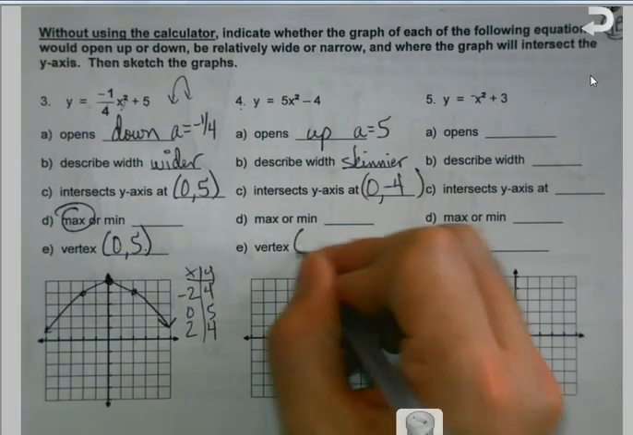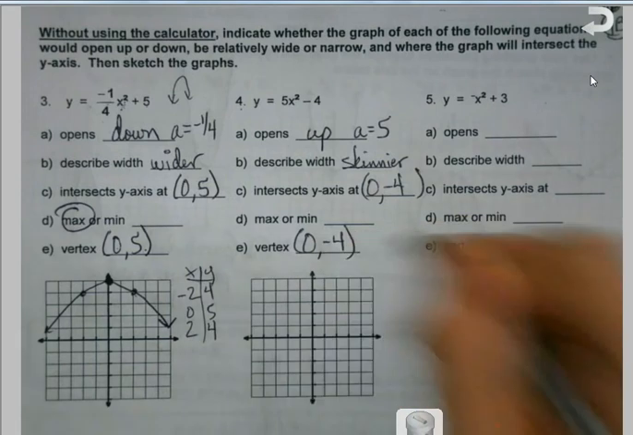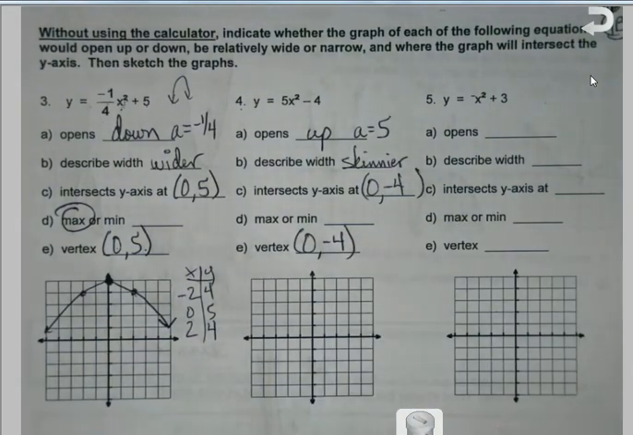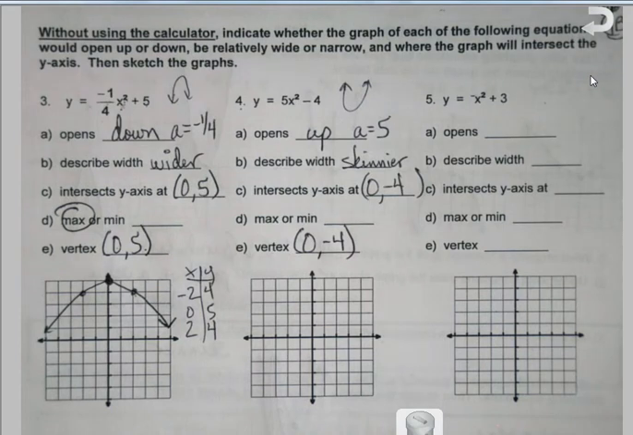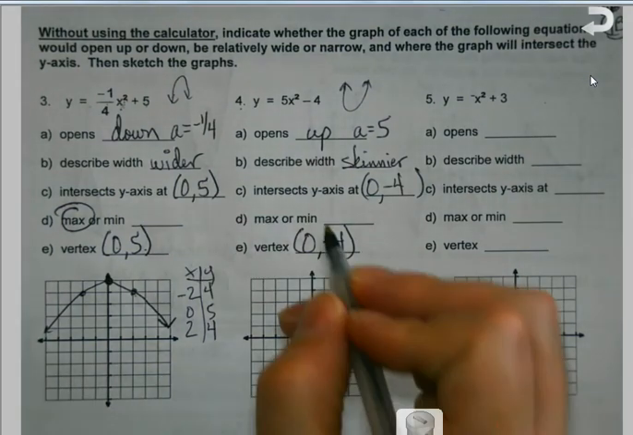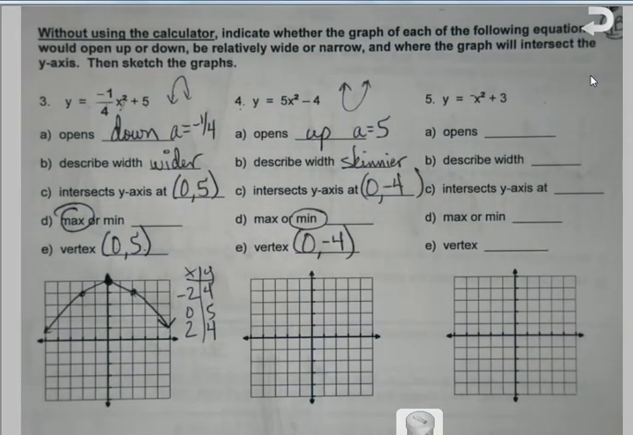And again, I'm going to take care of my vertex with that at the same time. One and the same. And since we're opening up, are we doing a min or a max? It's a min. And again, that's true every time. If it opens down, it's a max. If it opens up, it's a min. That'll never change.